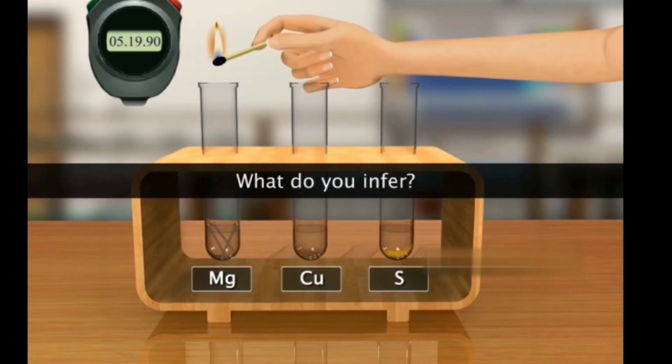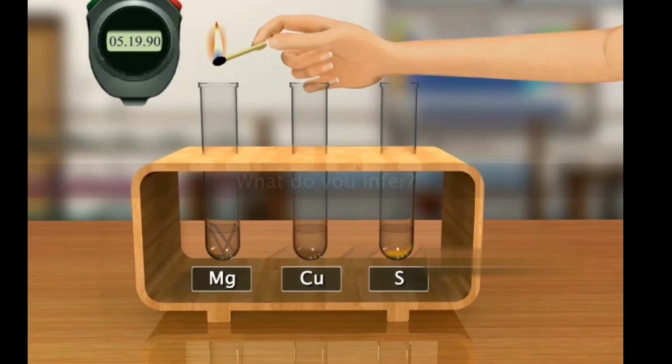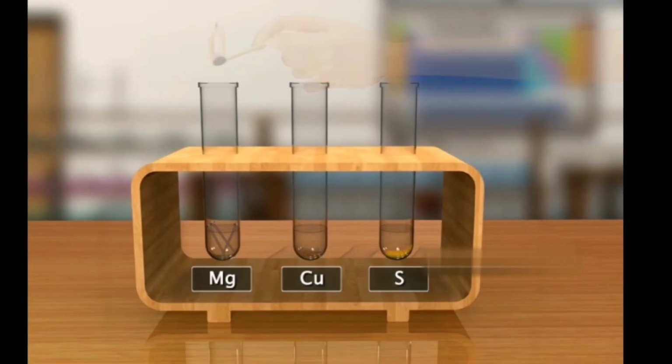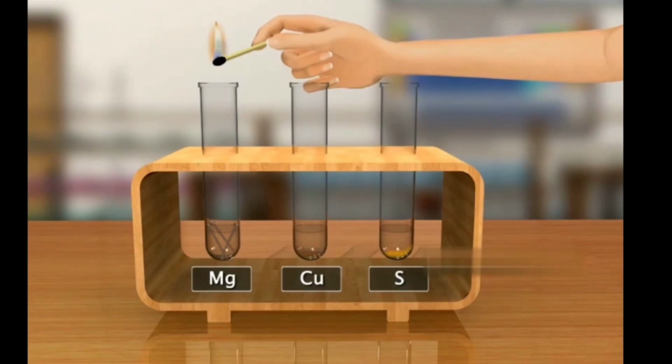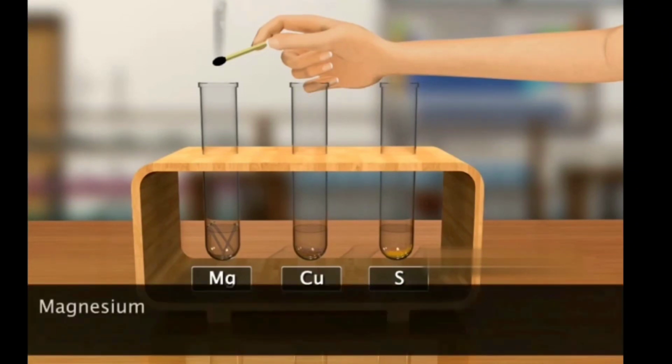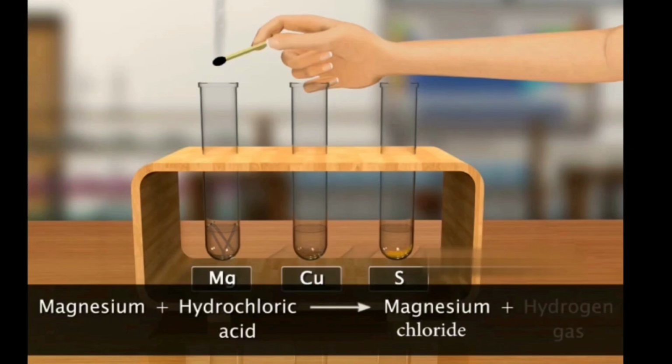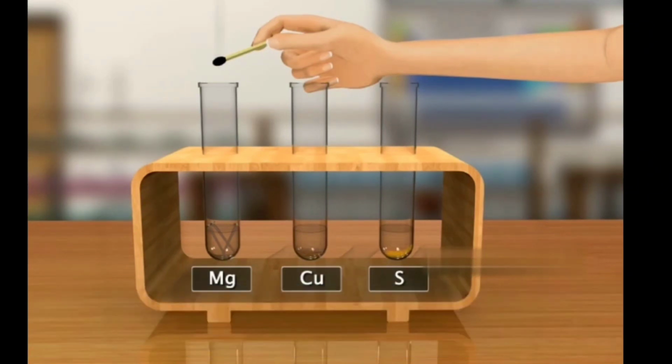Not all metals react the same way with hydrochloric acid. When the matchstick was brought near the test tube containing magnesium, there was a pop sound before the flame went out. Magnesium reacted with the acid to produce magnesium chloride, a salt. Hydrogen gas was released and burned with a pop when the matchstick was brought near it.